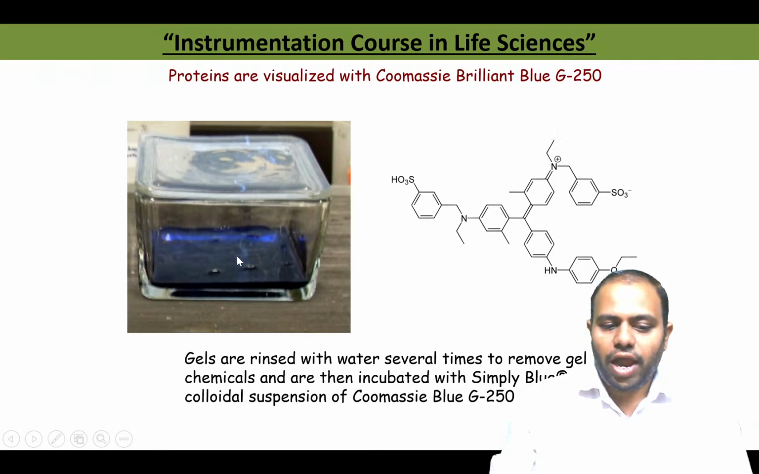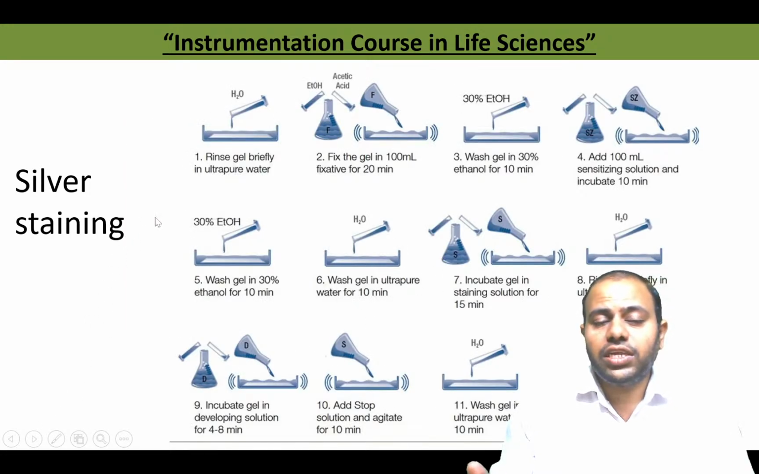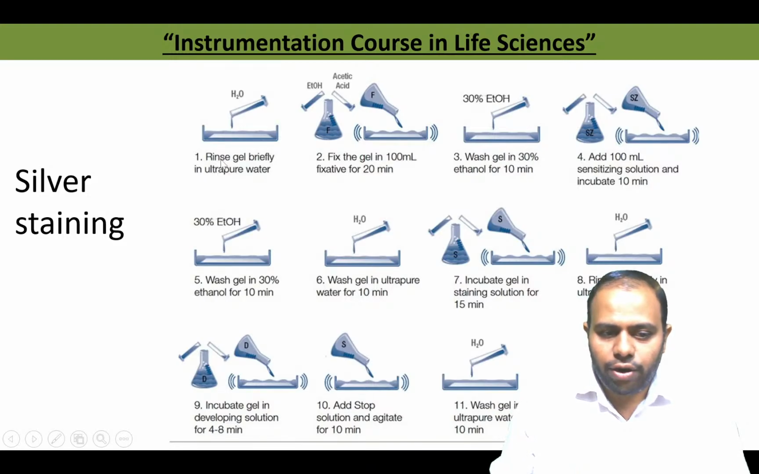Now we are going to see the structure of Coomassie brilliant blue. By the way, you have to stain the gel in a staining tank like this. Coomassie brilliant blue G250 is its name. You can see the structure here. Now for silver staining, you have to use a silver nitrate solution. Generally, silver has an affinity towards the protein, and it forms a dark brown band. So I'll explain the procedure for silver staining.